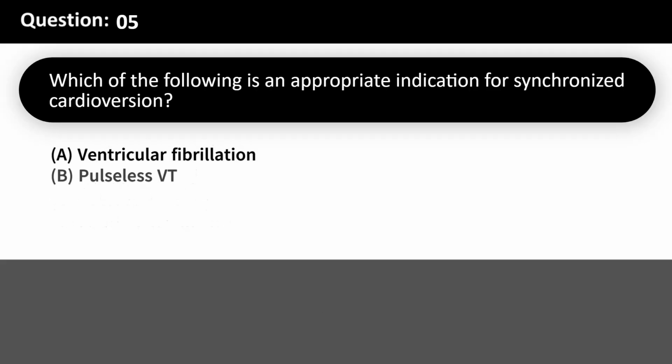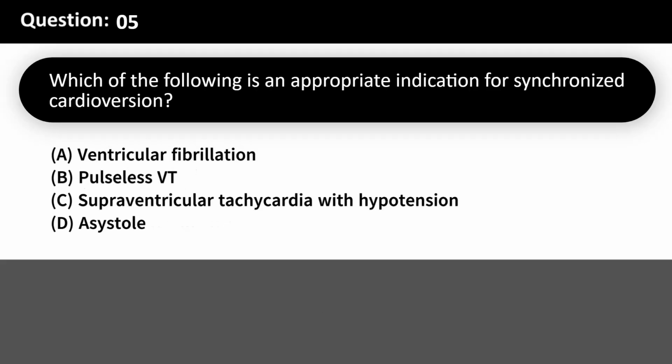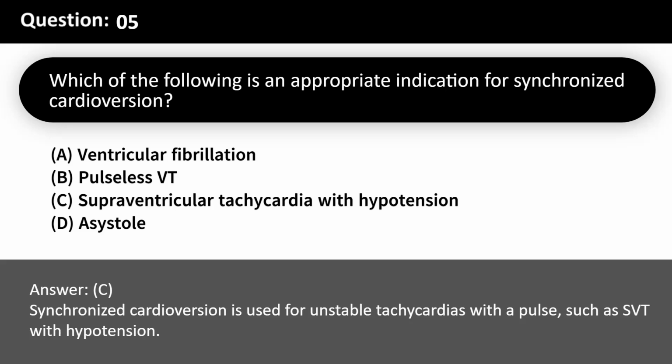Which of the following is an appropriate indication for synchronized cardioversion? A. Ventricular fibrillation. B. Pulseless VT. C. Supraventricular tachycardia with hypotension. D. Asystole. Answer, C. Synchronized cardioversion is used for unstable tachycardias with a pulse, such as SVT with hypotension.